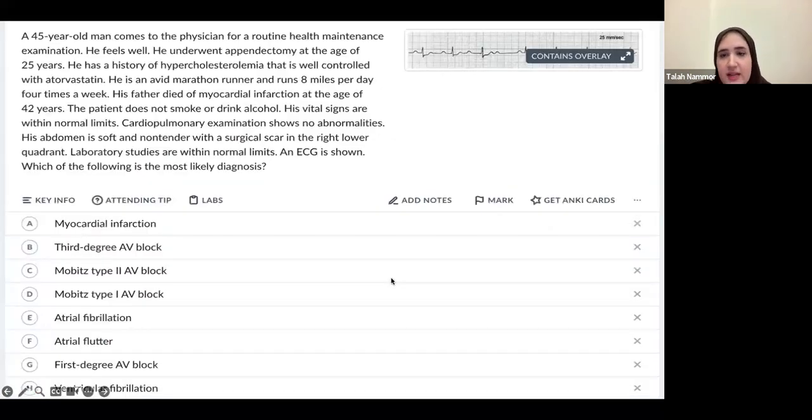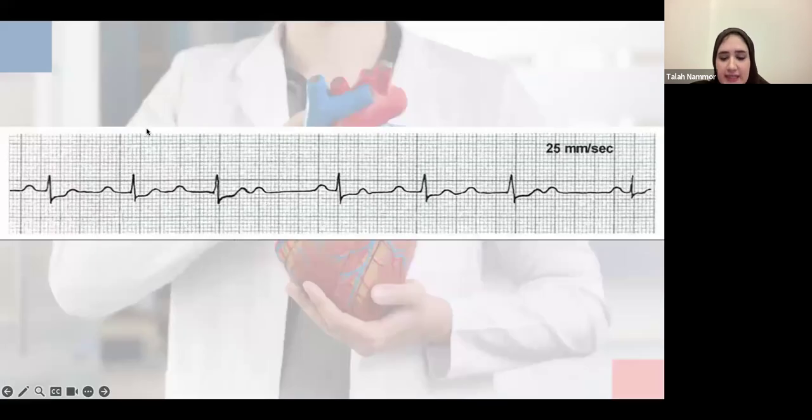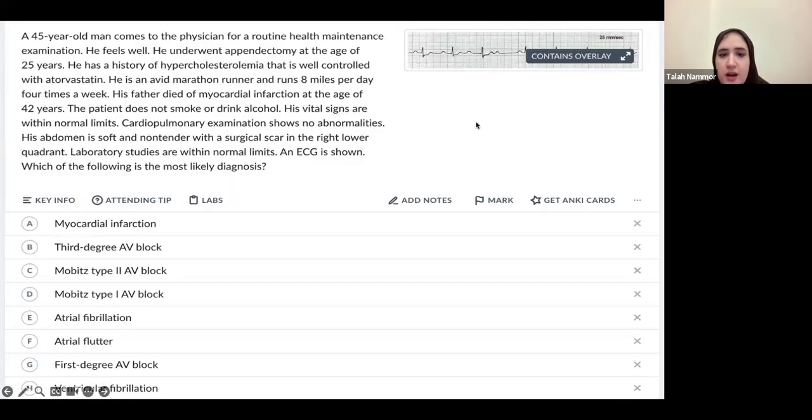I think it is. Come on guys, only a couple of questions are left. I think this is the last question. A 45-year-old man comes to the physician for a routine health maintenance. He feels well. He underwent appendectomy at the age of 25. He has a history of hypercholesteremia. His father died of myocardial infarction. The patient does not smoke or drink alcohol. His vital signs are within normal limits. Cardiopulmonary examination shows the following.